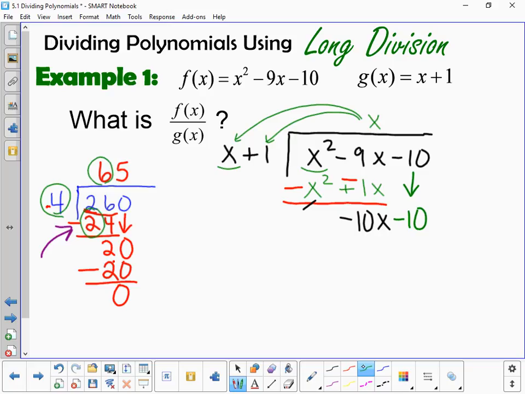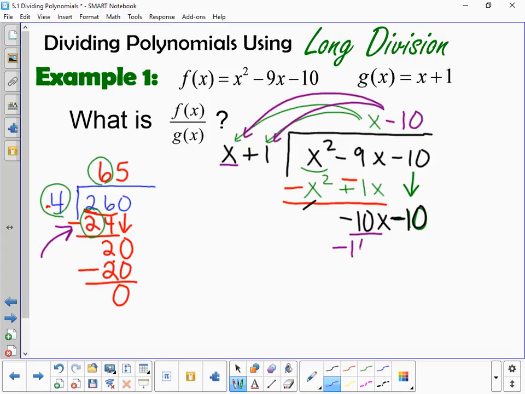And so I go back to thinking really hard about what I want to multiply this x by, this x right here. What do I want to multiply that x by in order to get this negative 10x? Well, the answer would be that I want to multiply by negative 10. So negative 10 times x. Now I'm going to multiply that by both parts. Negative 10 times x is negative 10x. And negative 10 times 1 is negative 10.